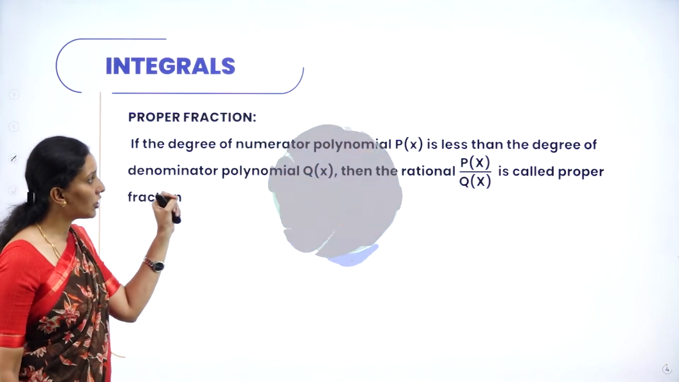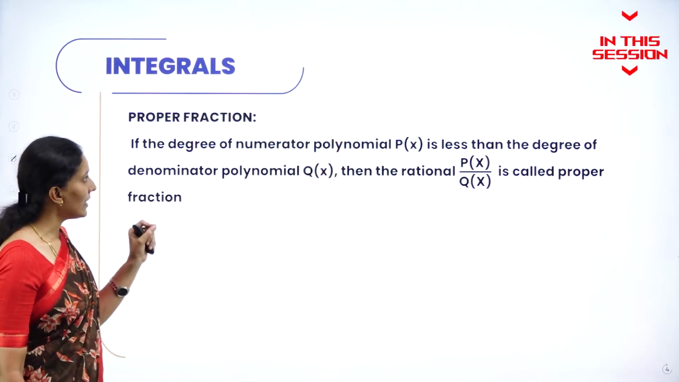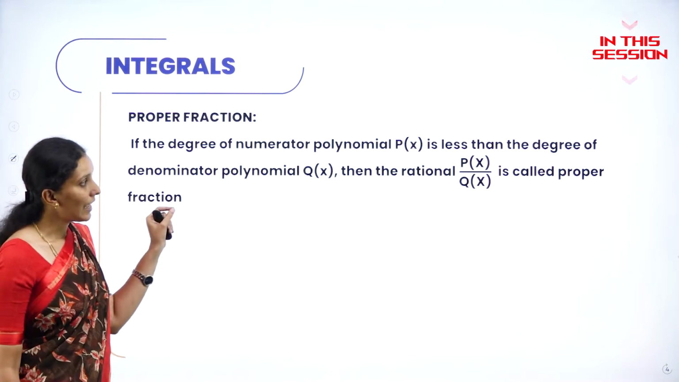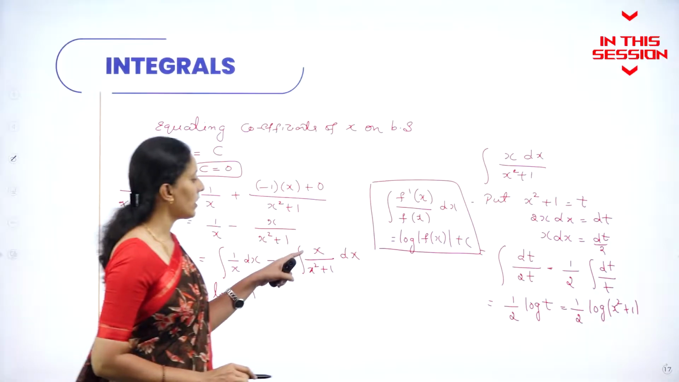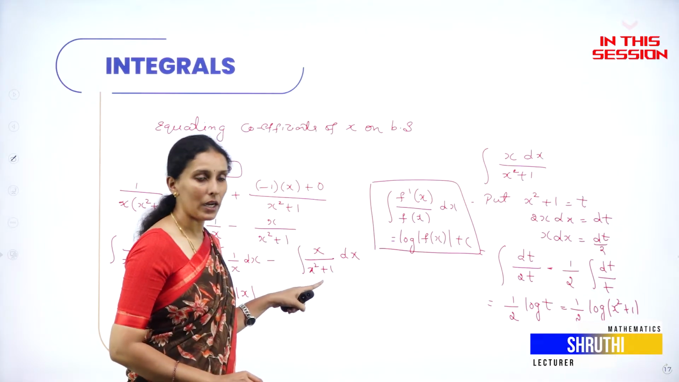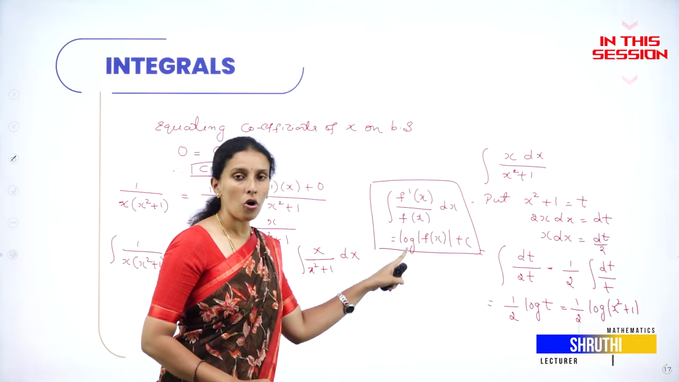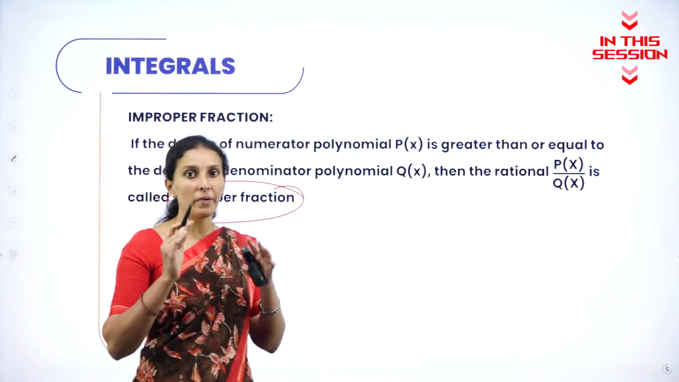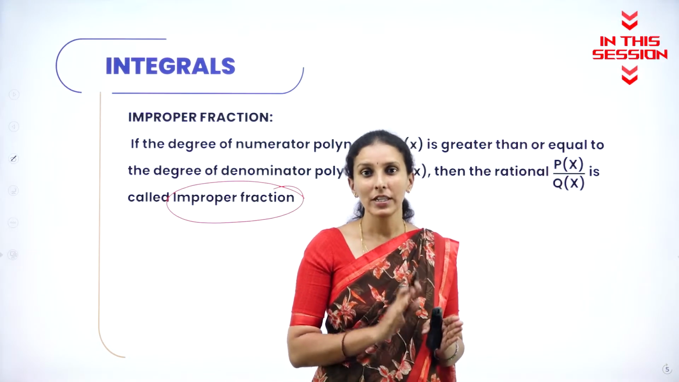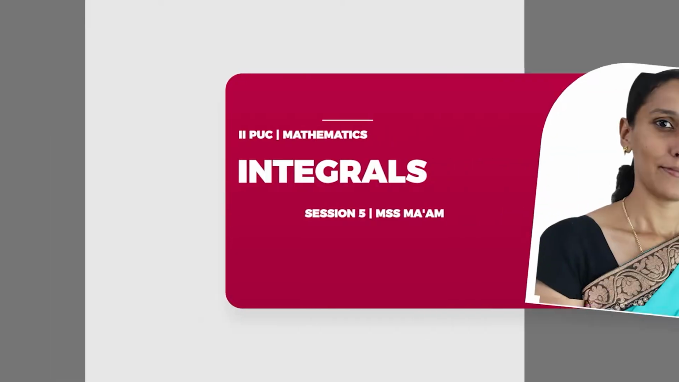If the degree of the numerator polynomial is less than the degree of the denominator polynomial, then it is a rational function. So when you have the derivative in the numerator and its function in the denominator, you can write it as log of modulus f of x plus c. If it is in the form of improper rational function, we will first convert it into proper fraction and then we will resolve it.